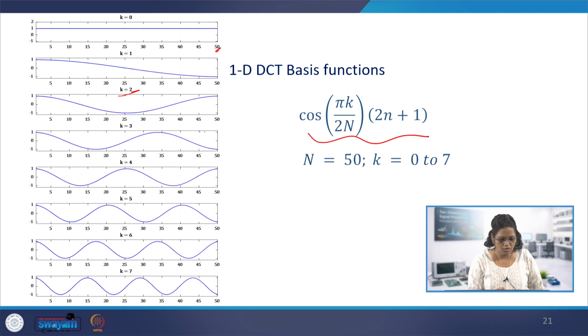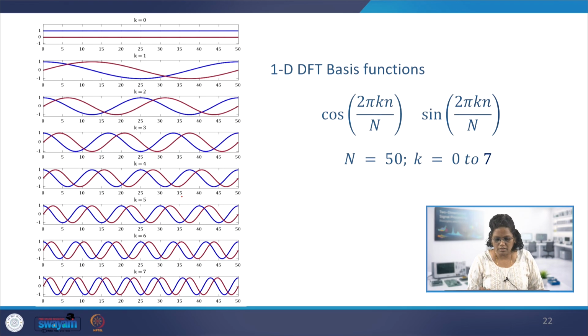Similarly, k equal to 3 is completing only 1.5 cycles, and k equal to 4 would complete 2 cycles. And k equal to 6 has 3 cycles completed. So if you want to extract the fundamental, then we need to use k equal to 2 in the case of DCT. If you want to extract the second harmonic, then you have to use k equal to 4 instead of 2. So that's twice of it.